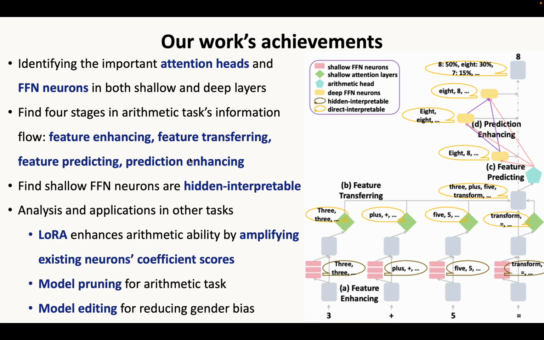Here are the achievements of our work. We locate the important attention heads and FFN neurons in both shallow and deep layers. We find the four stages during information flow, which are feature enhancing, feature transferring, feature predicting, and prediction enhancing. And we find that the shallow FFN neurons are hidden interpretable. At last, we analyze LoRA and find that LoRA enhances the ability by enlarging the FFN neurons' coefficient scores. We also apply the findings for model pruning and model editing.